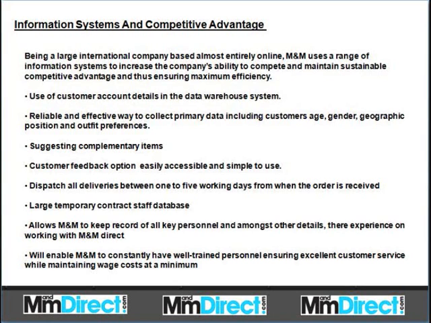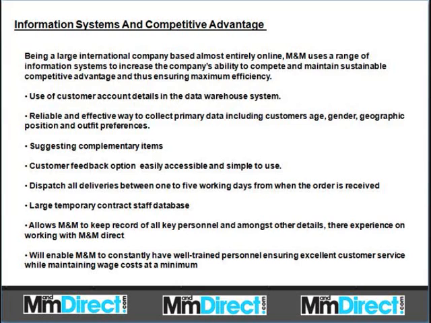Information systems and competitive advantage. Being a large international company based almost entirely online, M&M uses a range of information systems to increase the company's ability to compete and maintain sustainable competitive advantage, and thus ensuring maximum efficiency.